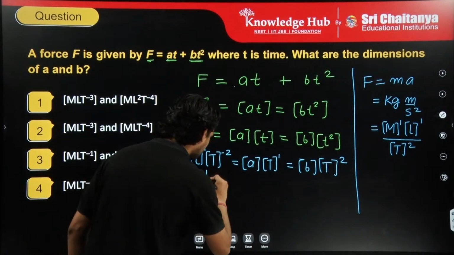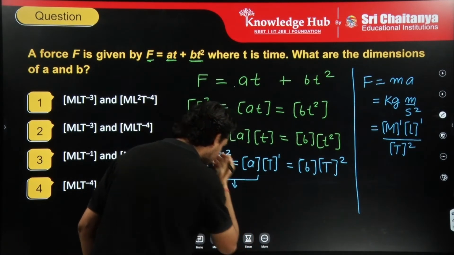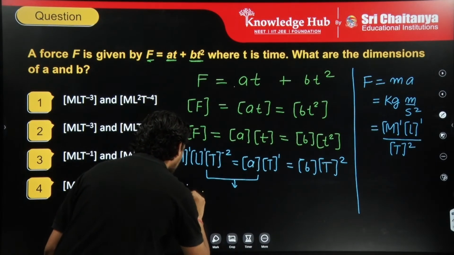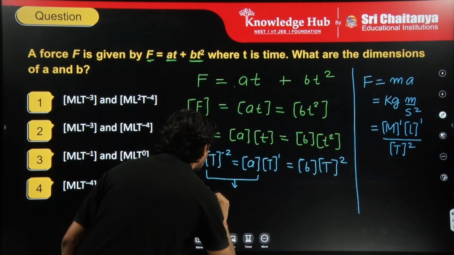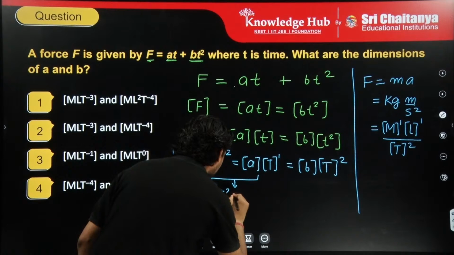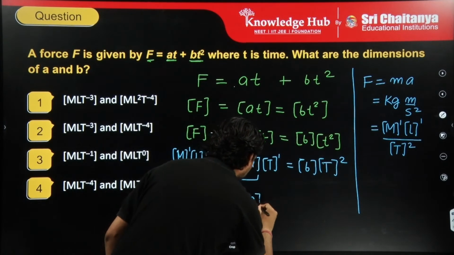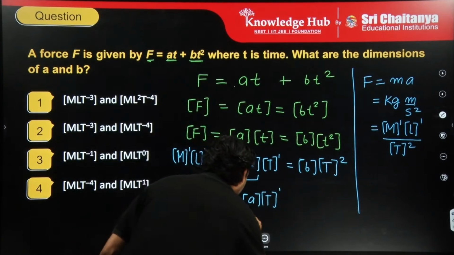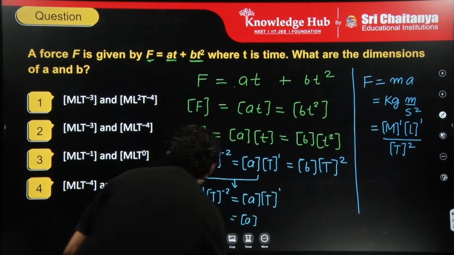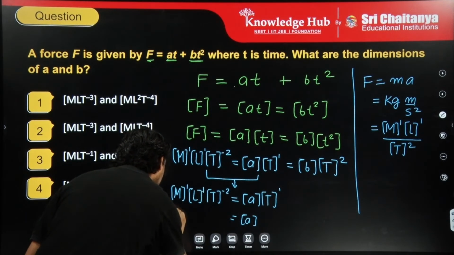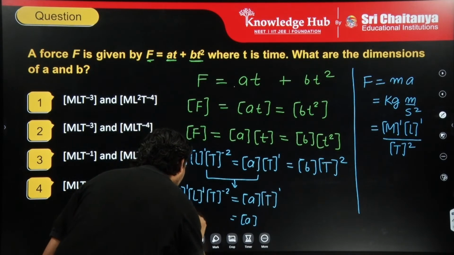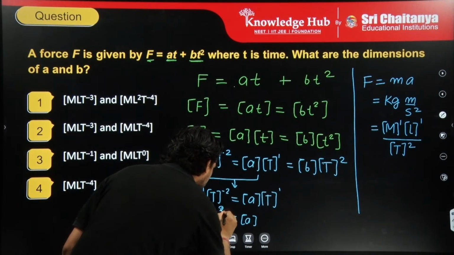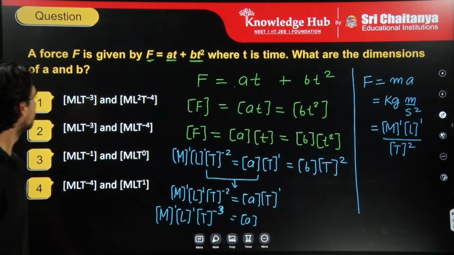Now let's solve them. If I solve, what do I get? M raised to 1, L raised to 1, T raised to minus 2 is equal to dimension of A into T raised to 1. If I solve this, I'll get dimension of A is equal to M raised to 1, L raised to 1, and T raised to minus 3.